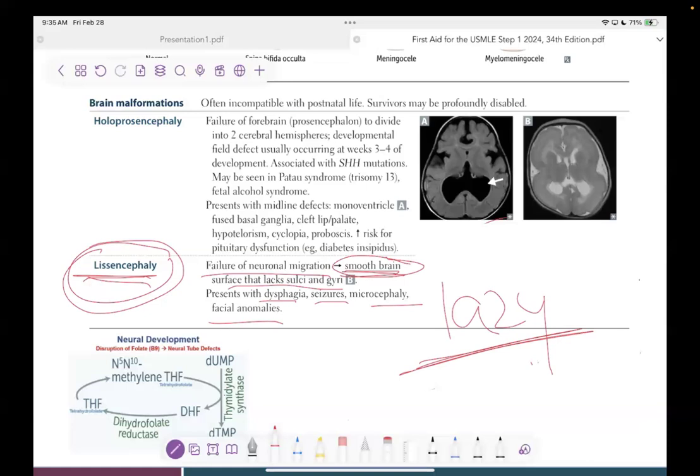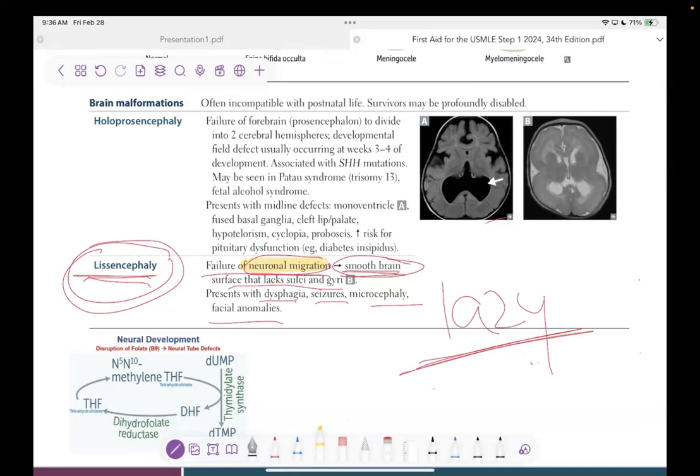The lazy brain, neuron. Someone who is lazy does not want to move, right? Lazy people don't like movement, right? So neural migration stops because the brain is lazy. It does not move, right? This is one concept that they are usually asking questions about. What is the mechanism behind lissencephaly?